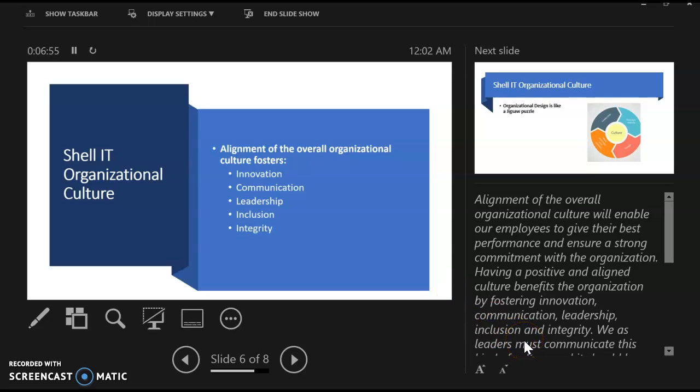Alignment of the overall organization culture fosters innovation, communication, leadership, inclusion, and integrity. Alignment of the overall organization shall enable employees to give their best performance and ensure a strong commitment to the organization. Having a positive alignment and culture benefits the organization by fostering innovation, communication, leadership, inclusion, and integrity.